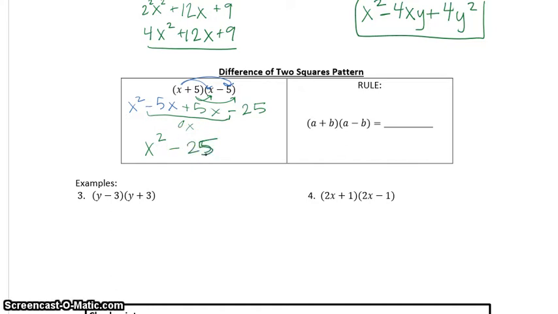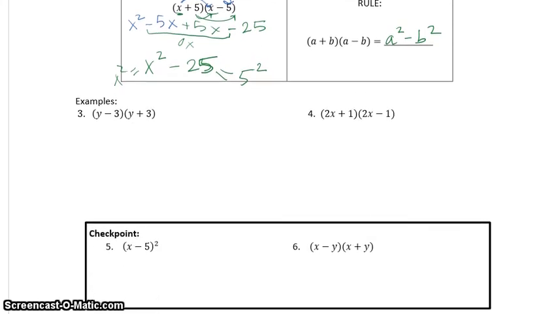Now, if we look at x plus 5, x minus 5, we can write this in the form a plus b, a minus b. Our first term here, x squared, is a squared, and our last term, 25, is equal to 5 squared, so we can have b equal to 5 here. So we can write this in generic form as a plus b times a minus b is going to equal a product of a squared minus b squared.